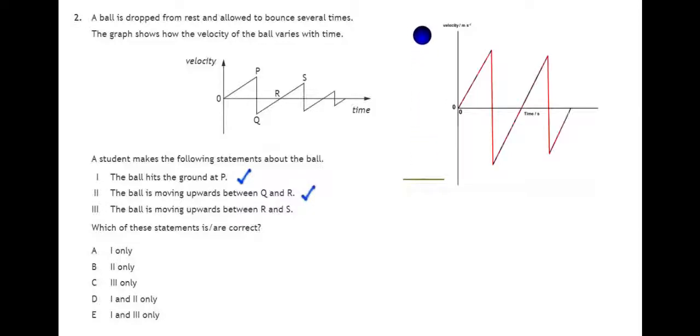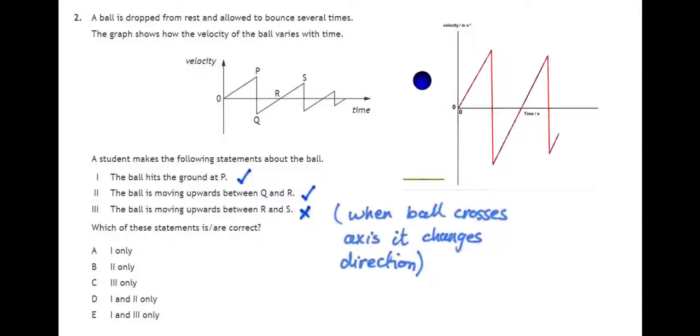And then the ball is moving upwards between R and S. Well, it can't be. If the ball is moving upwards between Q and R, and remember we said anytime the line crosses the axis, it changes direction, then it can't also be moving upwards between R and S. Indeed, once it's got to its highest point at R, it begins to fall downwards again until it hits the ground at S. So that is incorrect. So 1 and 2 are correct. Answer D.